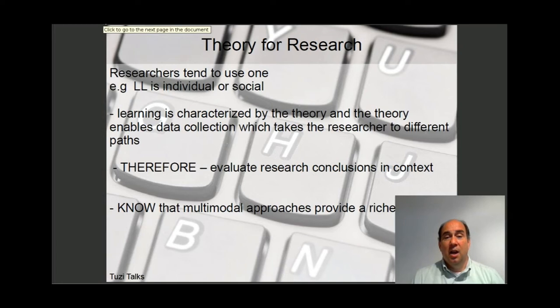Researchers tend to use one or a few theories. But the odd thing is, learning is characterized by the theory, and the theory enables data collection, which makes the researcher take different paths. Therefore, you need to be careful about the research that you're looking at and the conclusions that you look at. When you're seeing what these researchers are doing, you need to understand that. They are picking one theory or two theories, and they're going to be analyzing and assessing their data based on those theories. So you need to be careful.